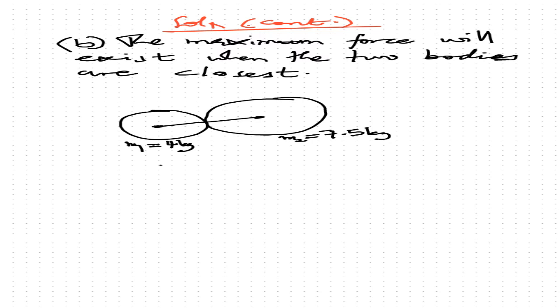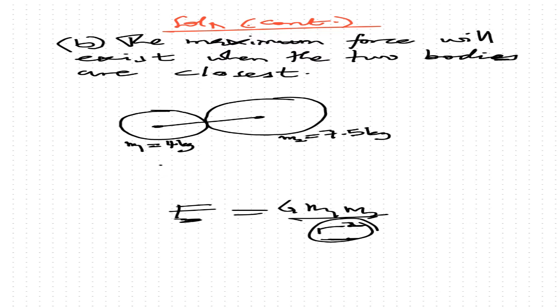If they are closest, what it means is that when you check the formula, F equals G M1 M2 over R squared, R is smallest. And if R is smallest, F is greatest, because F and R squared are inversely proportional. Do you understand now? Yes. That is the analysis we are using here.